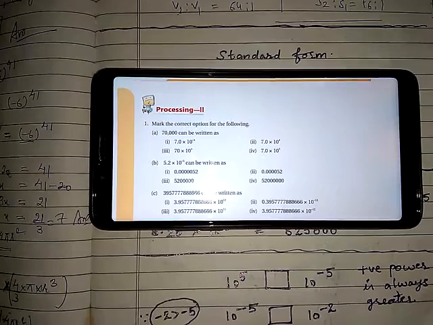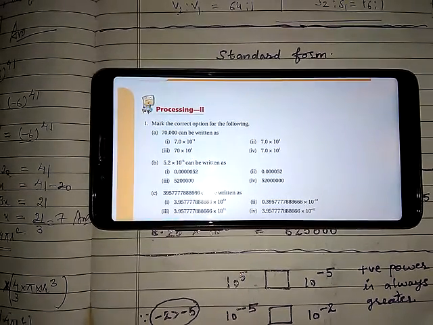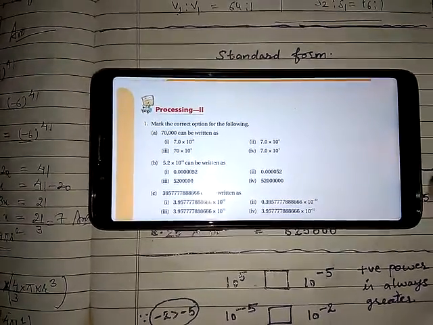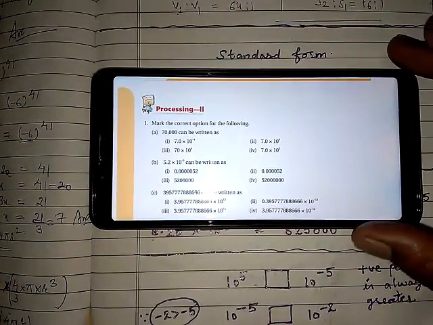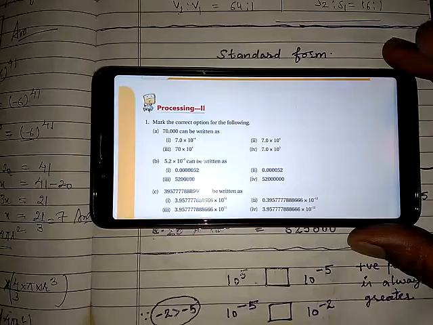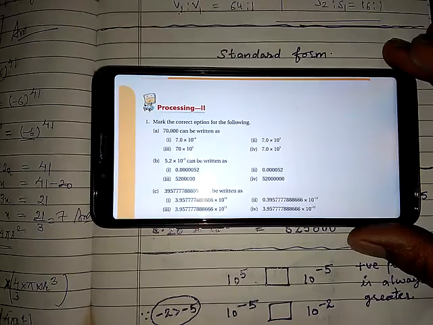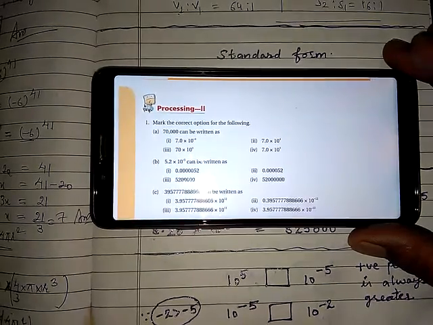But before moving towards practice number 2, let me introduce you to the standard form and the general form of any number, right? So let's start with the standard form and the general form of a number. Maybe you have studied it in the earlier classes also, maybe in 7th class as well as in 6th class.